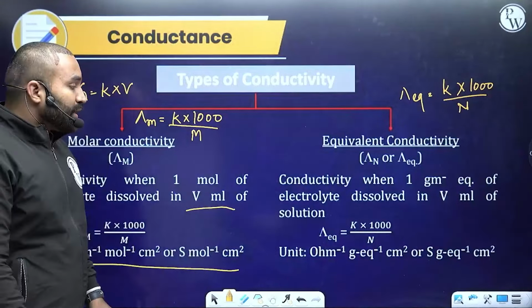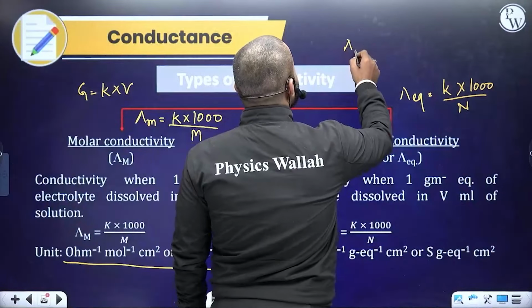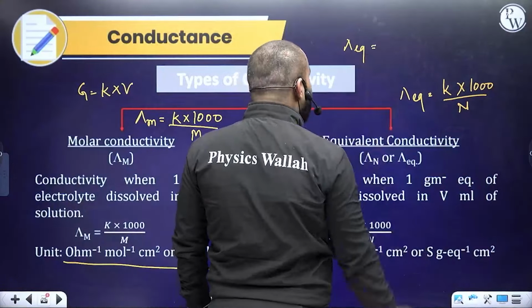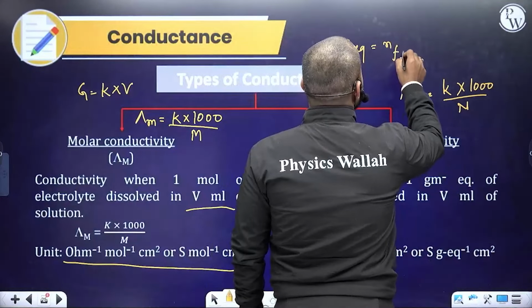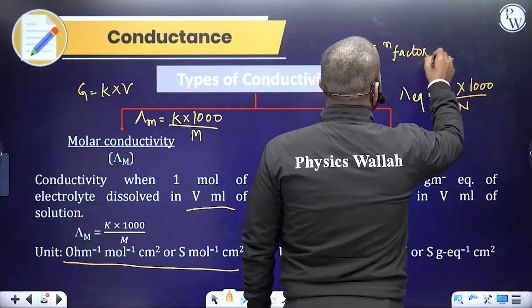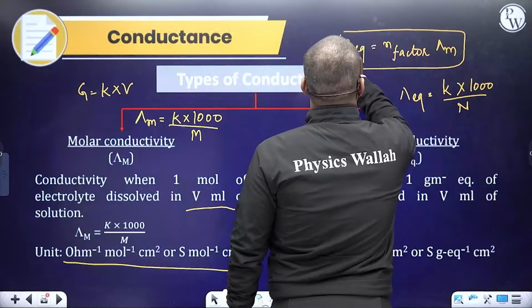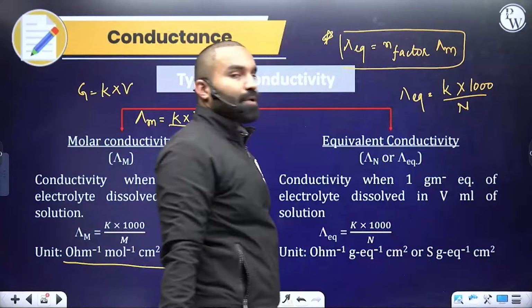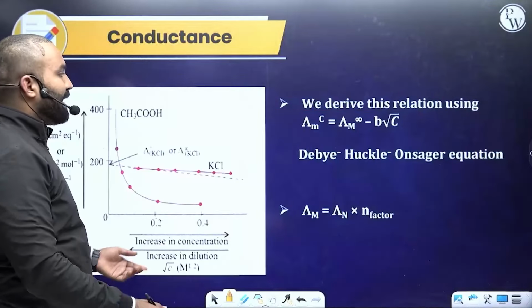Can you develop a relation between the equivalence conductance and molar conductance? That should be equal to the n factor multiplied with the molar conductance. Yes, that's the relation developed. All right, we'll see an example which relates the two.